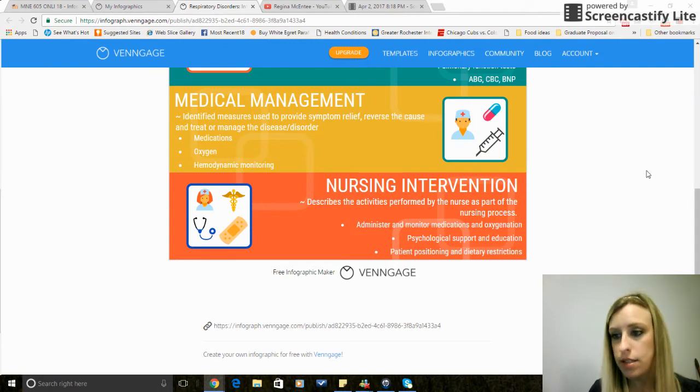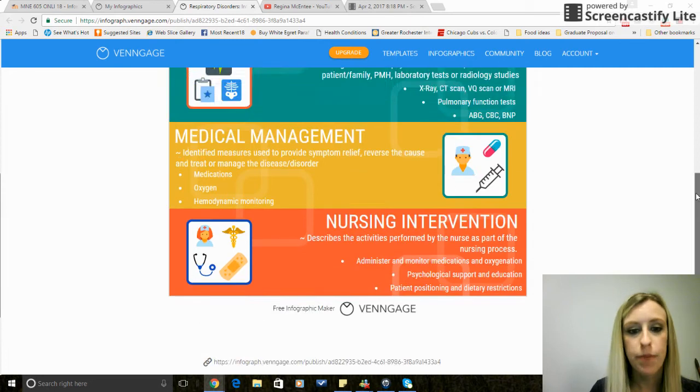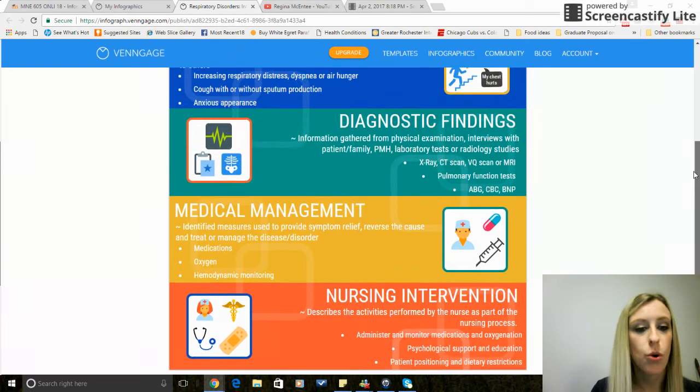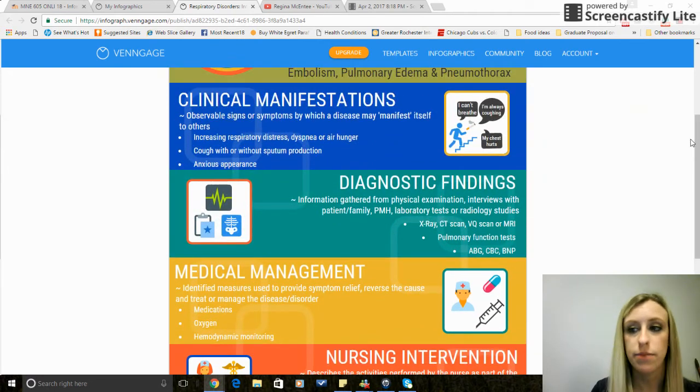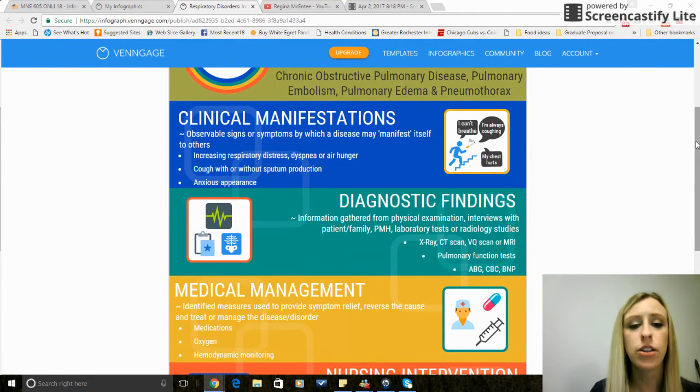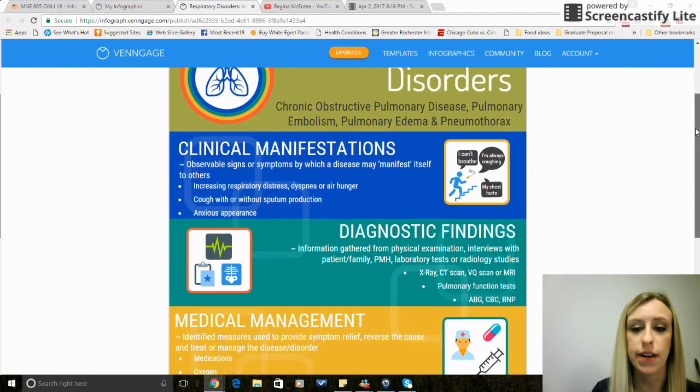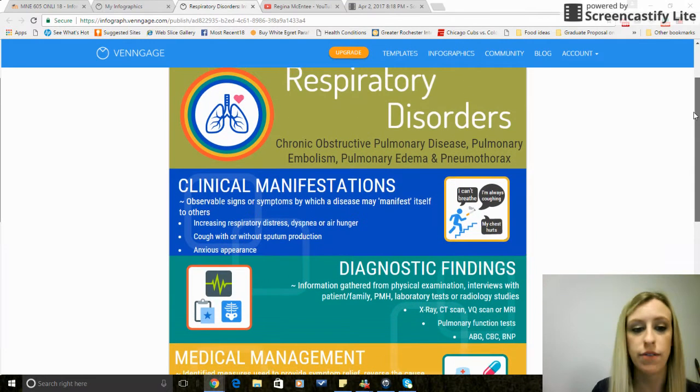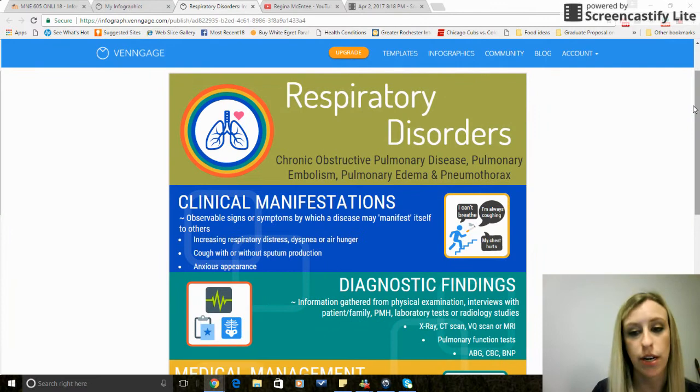To wrap this up, it is important to keep in mind that the course of treatment will differ for each diagnosis. Understanding clinical manifestations, diagnostic findings, medical management, and nursing interventions specific to respiratory disorders will help you to develop the ability to see the big picture. I am confident that this class will give you the necessary insight needed to care for patients experiencing a variety of respiratory disorders.